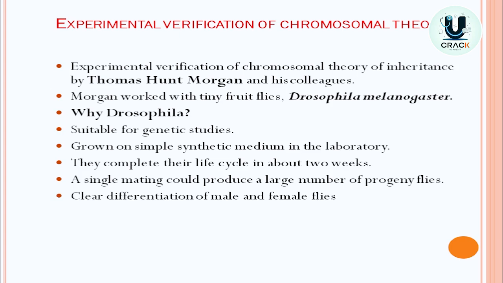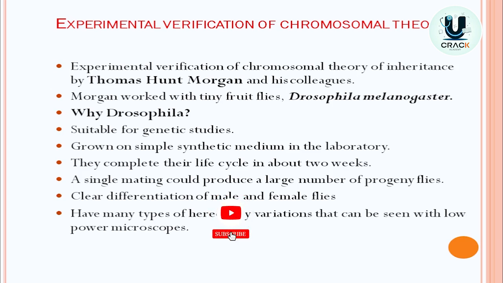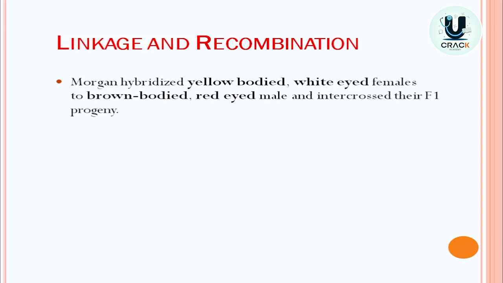There is clear differentiation of male and female flies. They have many types of hereditary variations that can be seen with a low power microscope. Next, linkage and recombination: how we can recombine the genetic materials, how genes are interlinked, and what kind of results we can get. That we will see.